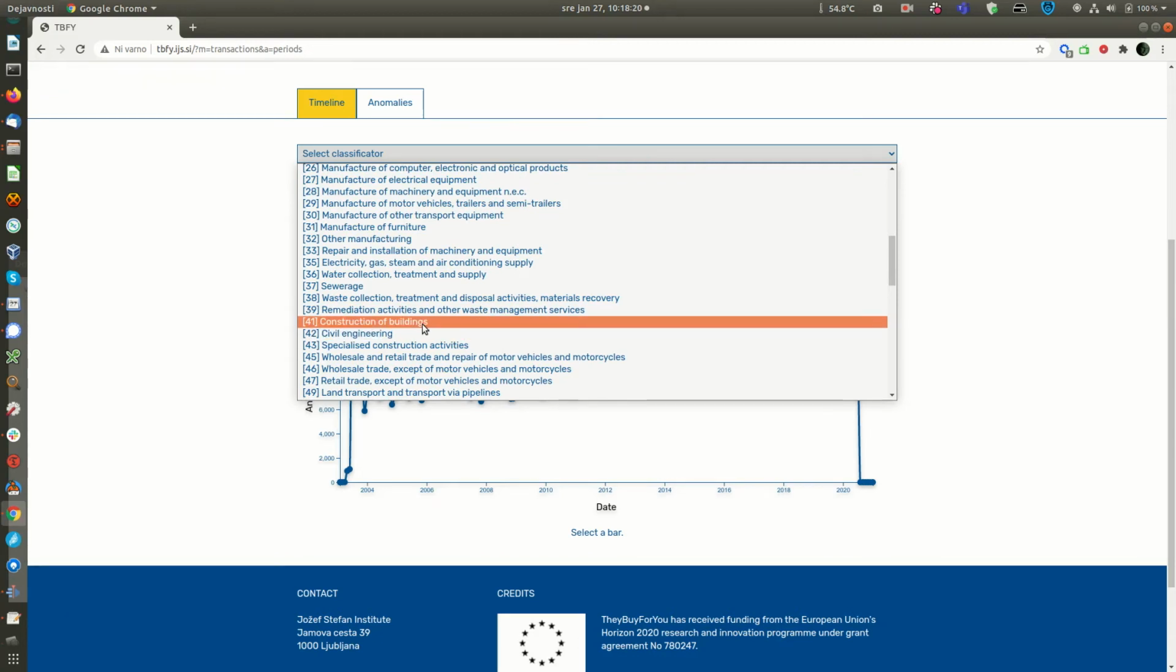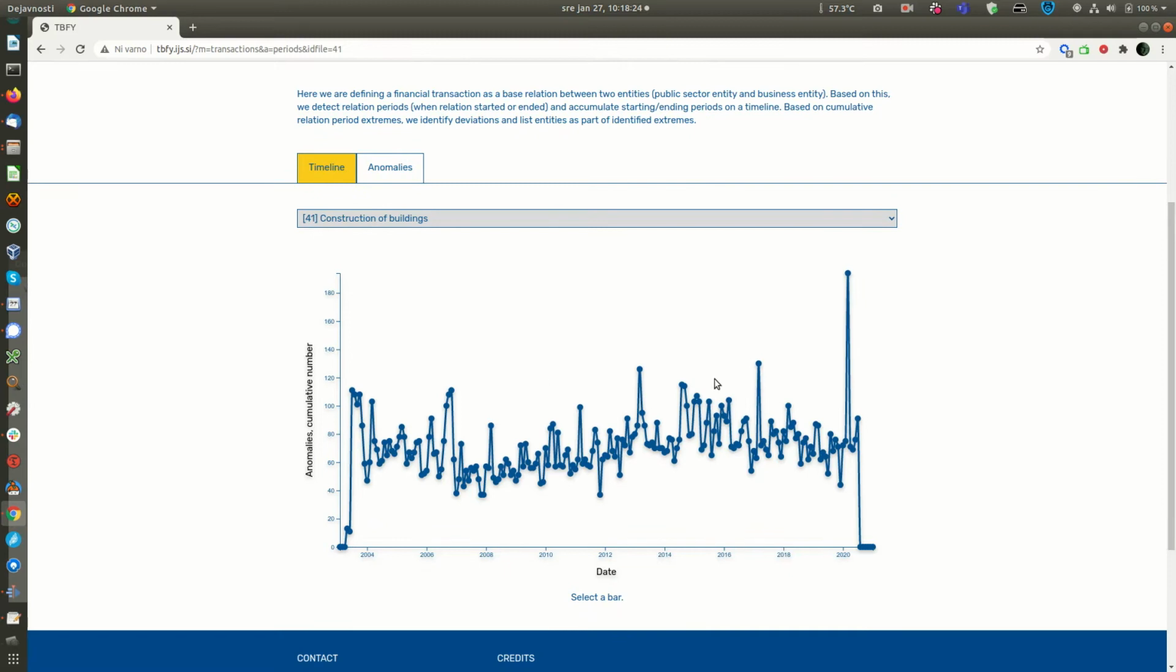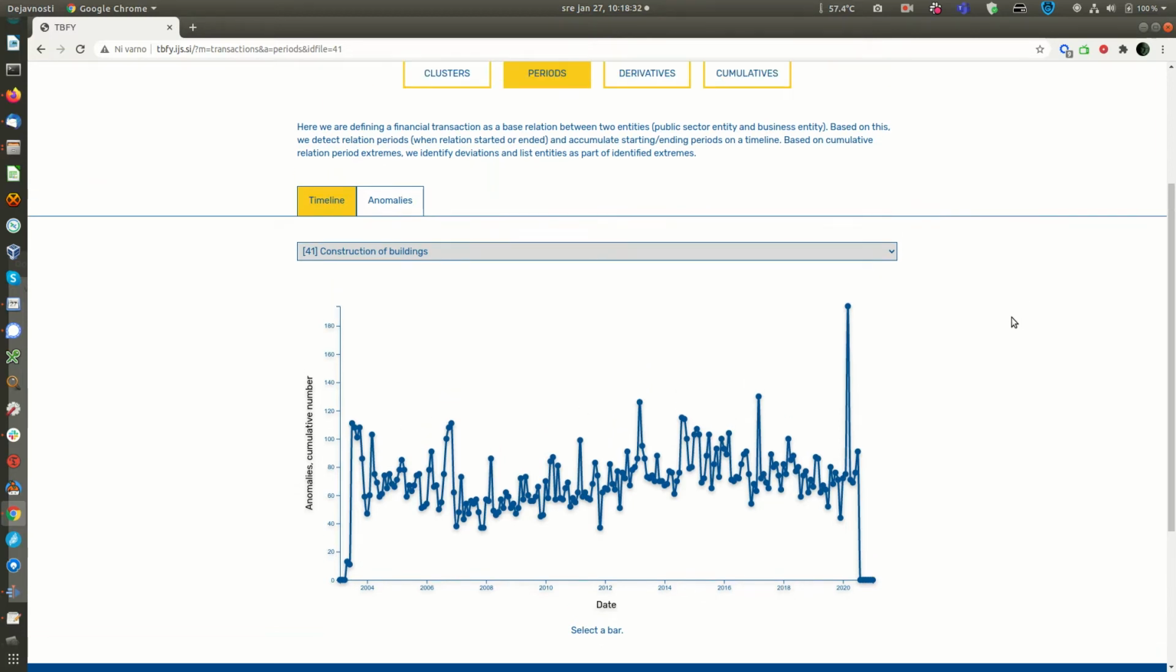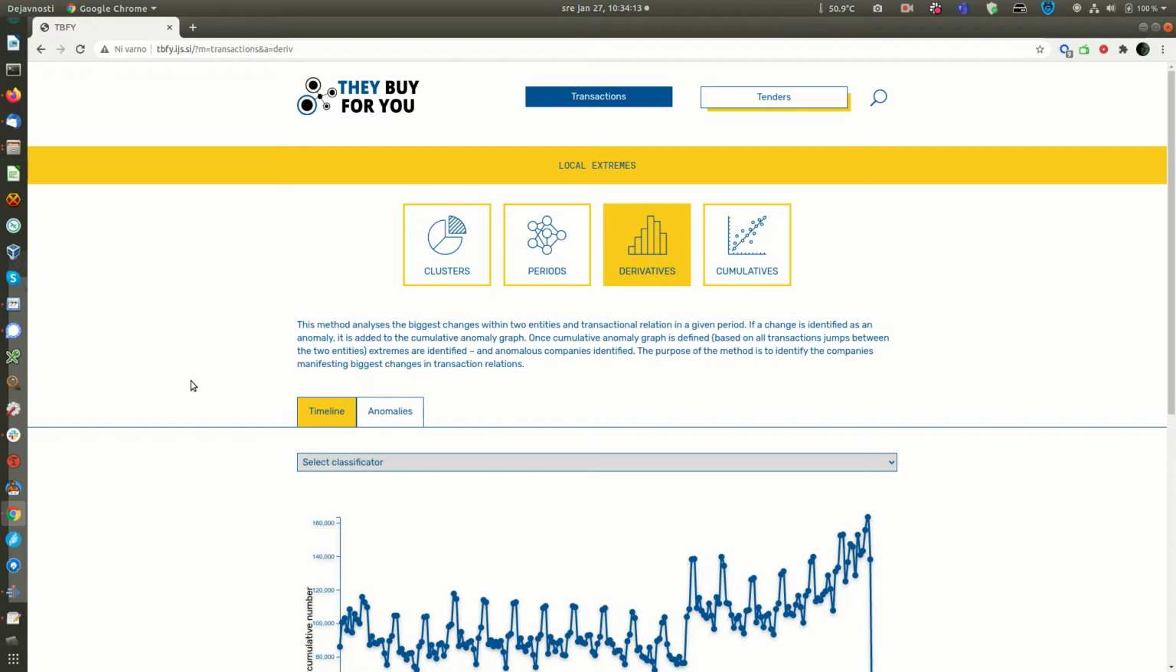For instance, if we select construction of buildings, we can see a lot of anomalies in 2020 during the COVID crisis. This would be explained by the fact that the Slovenian government and local communities launched a lot of construction projects during the crisis.